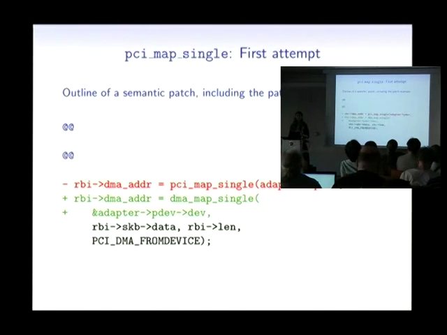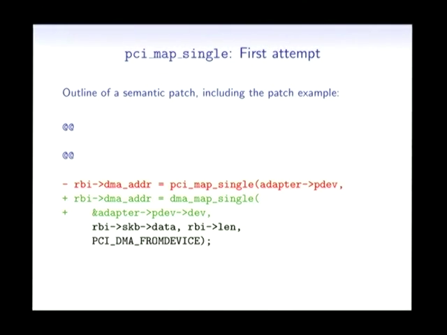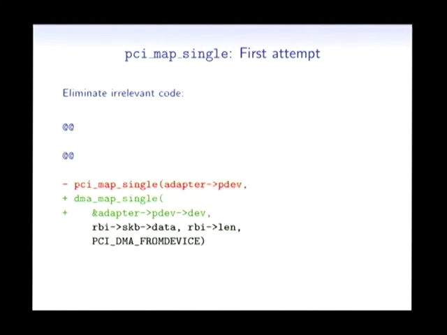Okay, so to make a semantic patch for this, basically what we can do is we can take the patch that the person made, and we can generalize it. So some things are important, some things are not important. One thing that's not important, actually we're only concerned with the function call, we're not concerned with what happens after it, so this we can just remove immediately.